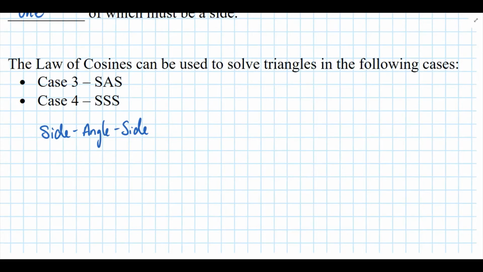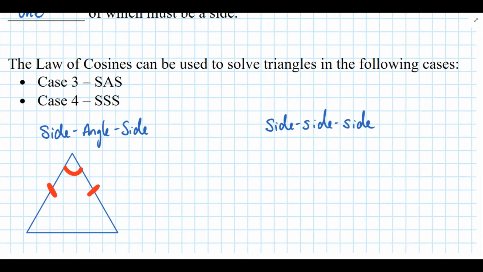The acronym SAS stands for side, angle, side, and it indicates the 3 provided measurements are 2 side lengths and an included angle measure. An included angle is one that is between and connected to both of the provided side lengths. The second case for which the law of cosines applies uses the acronym SSS, which stands for side, side, side. In this case, all 3 side lengths are provided.